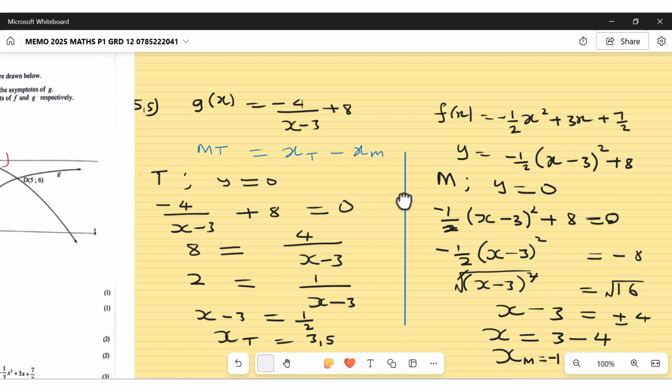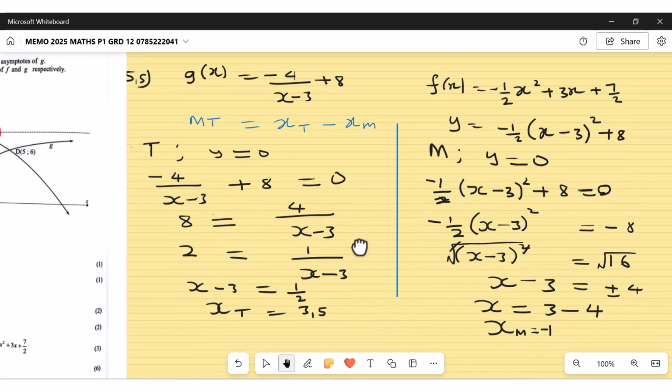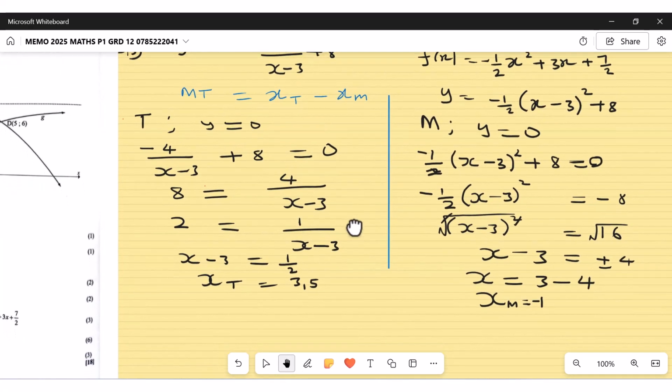Our MT equals the x at T minus the x at M. If I substitute here, the x at T is 3,5, minus negative 1, which gives us 4,5. So the 4,5 is our distance MT. It is MT. Okay, all right.